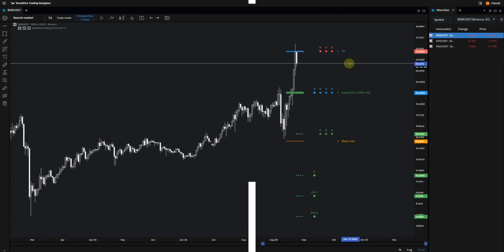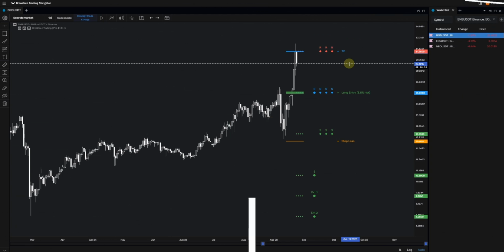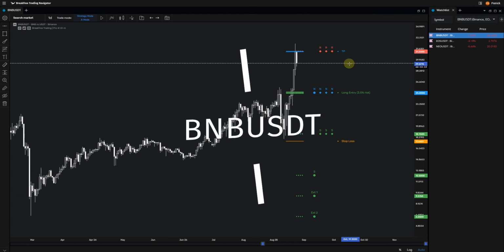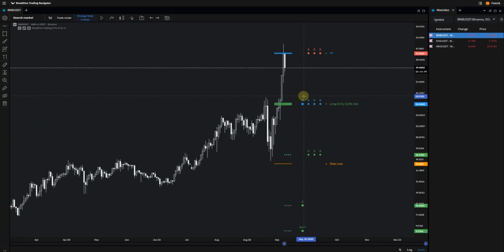Next up, we have crypto. So the first one in our crypto watch list is BNB. I actually really like this trade. Looks really clean. So we broke this resistance over here. It's a very clean breakout, and we're just waiting for the retest. So put your long entries in this.